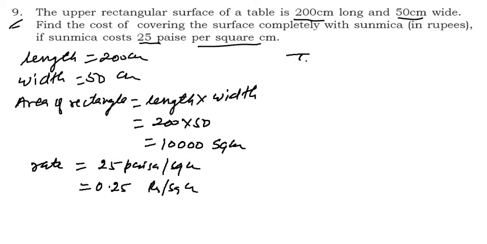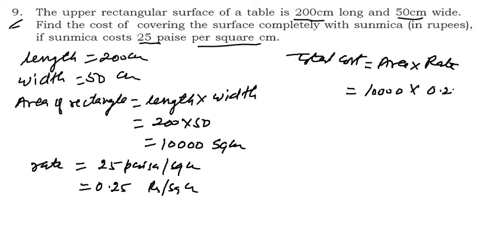So total cost is equal to area into rate. Area is given as 100, how many zeros? 4 zeros. And into rate is 0.25. So remove the decimal and put here 100. So double zero is cancelled out here, and it will be rupees 2500. So that one is your answer.